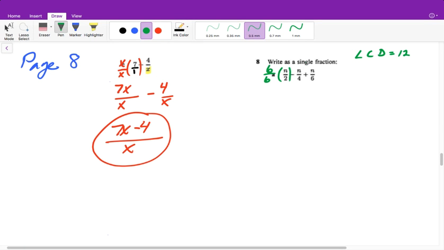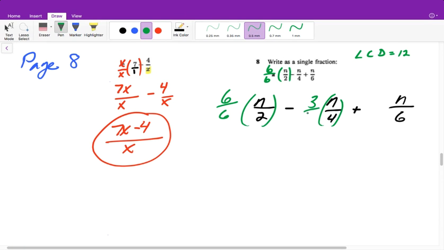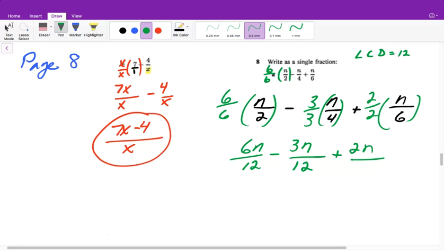This one, let me rewrite this so I have more space. So it'll be n over 2 minus n over 4 plus n over 6. So this one will need to be multiplied by 6 over 6. This one will need to be multiplied by 3 over 3. And this one will need to be multiplied by 2 over 2. So it gives me 6n over 12 minus 3n over 12 plus 2n over 12.